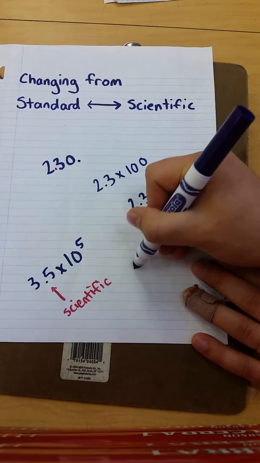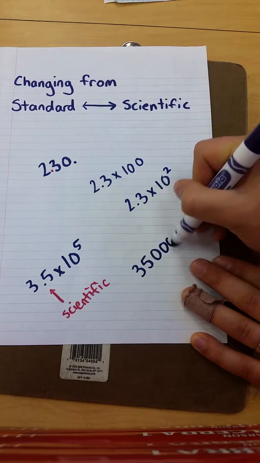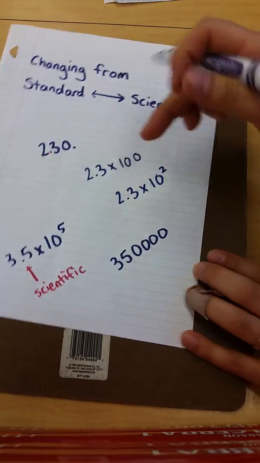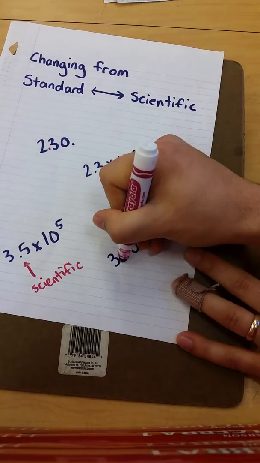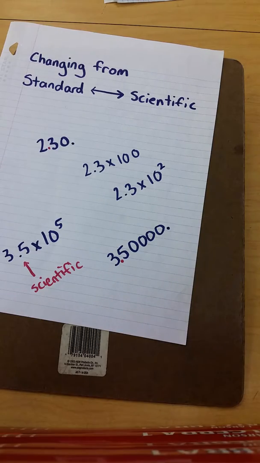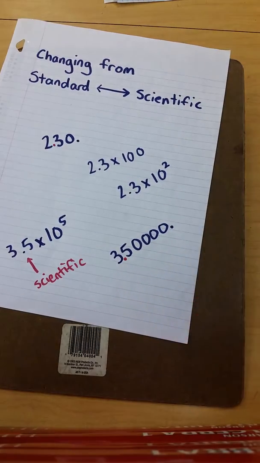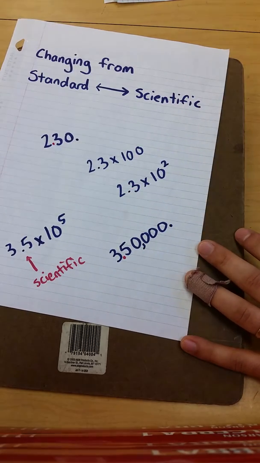So if we write 3, 5, 0, 0, 0, 0, we notice that the real decimal point is now 5 spaces from the scientific decimal point that we started. So if we put the commas in the right place, we see that this is the number 350,000.